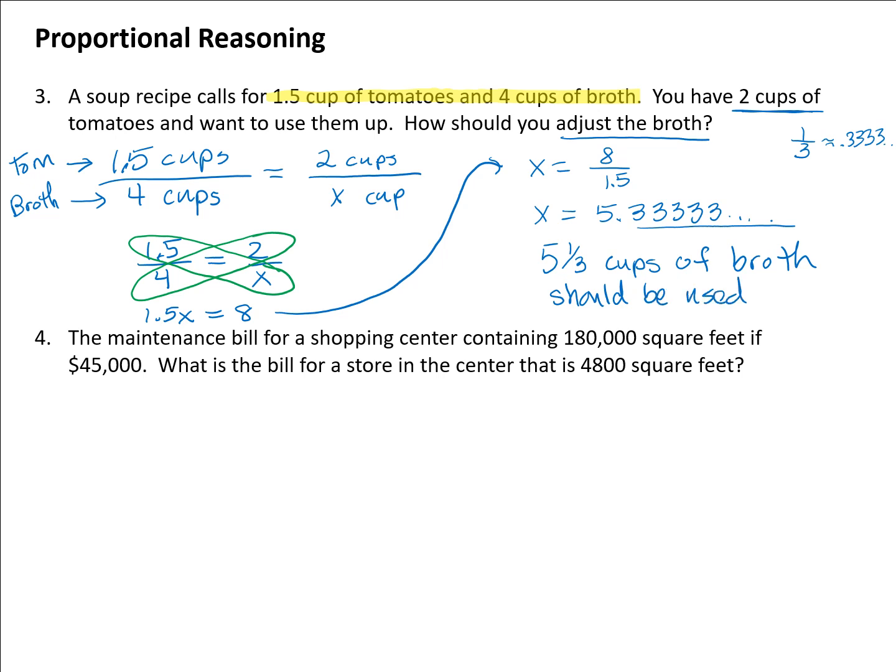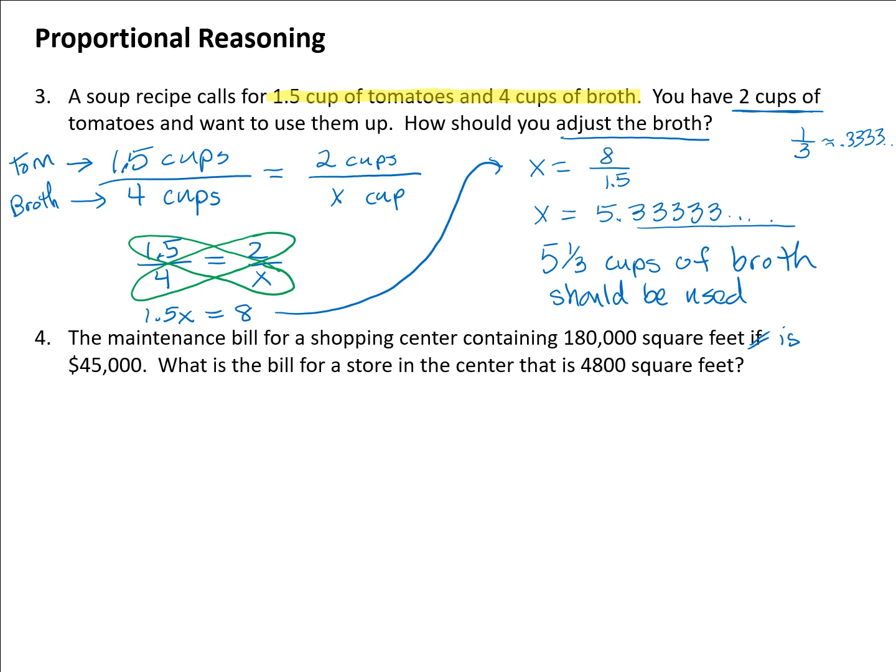Okay, and a last example. The maintenance bill for a shopping center containing 180,000 square feet is, sorry, that should be is $45,000. What is the bill for a store in the center that is 4,800 square feet? And let's assume proportionality here, that the stores are charged in a proportion based on their square footage.